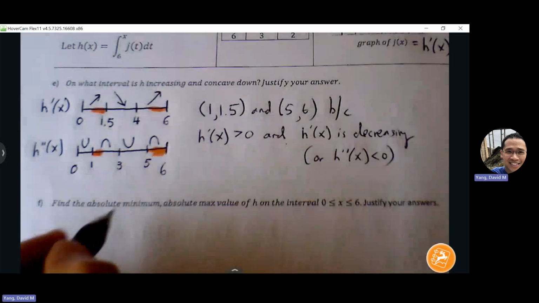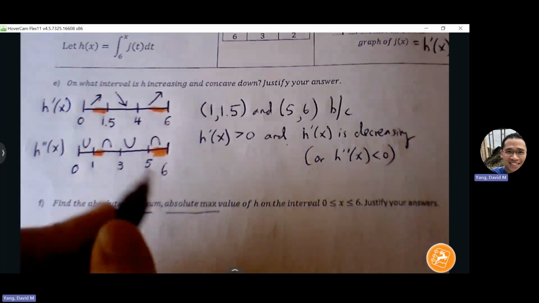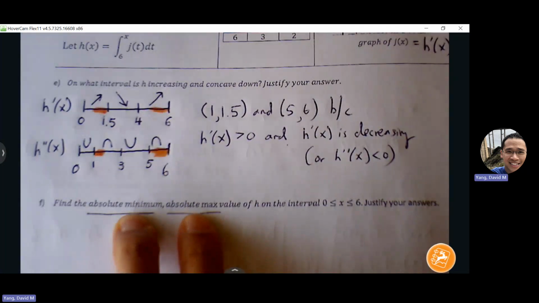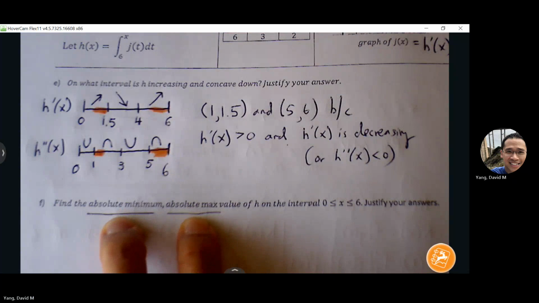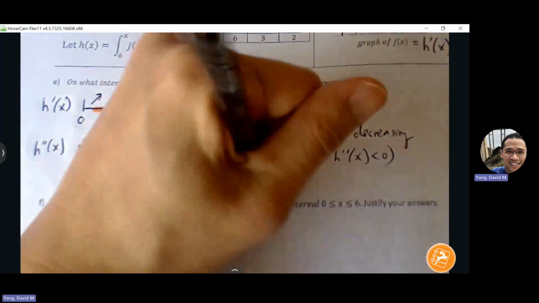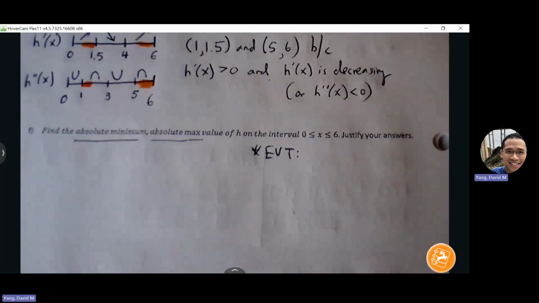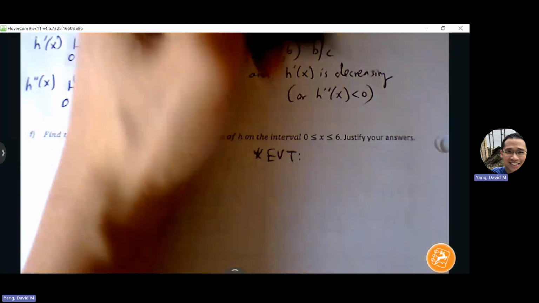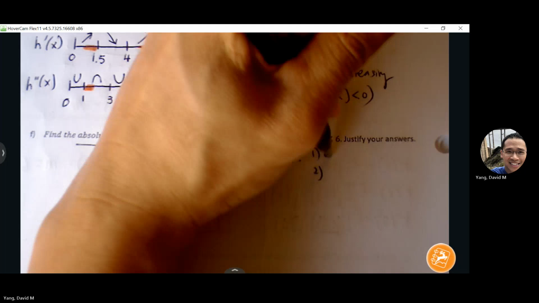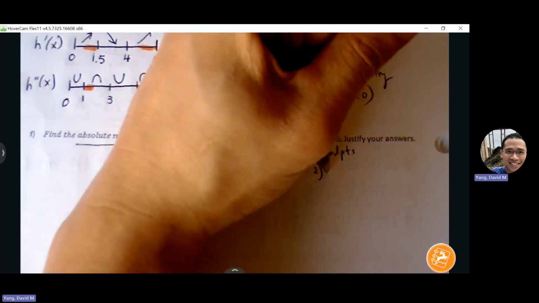Part F, find the absolute max, the absolute min, absolute max of H. So what does that remind you of? EVT, right? So extreme value theorem. And so what candidates do we want to use for EVT? Endpoints and relative max, relative min.